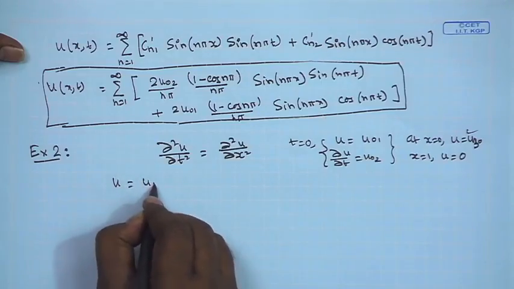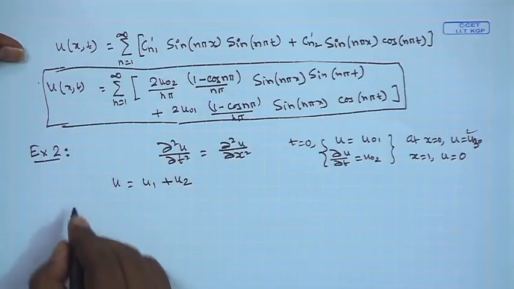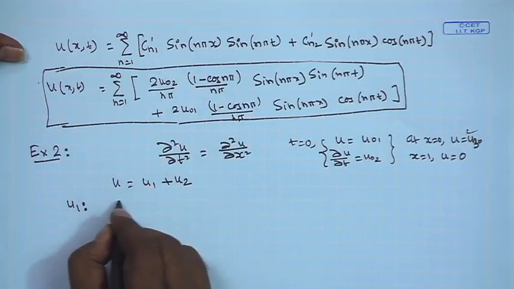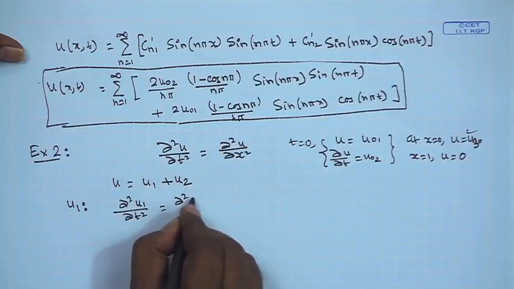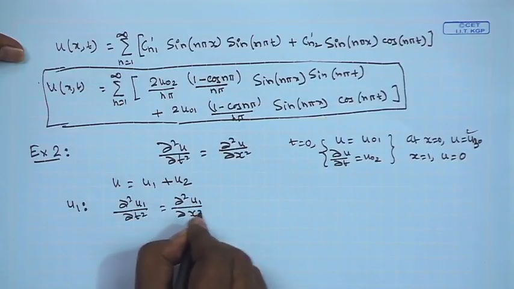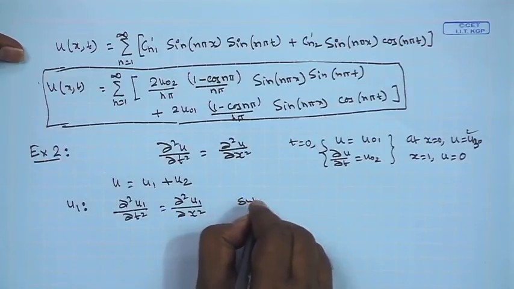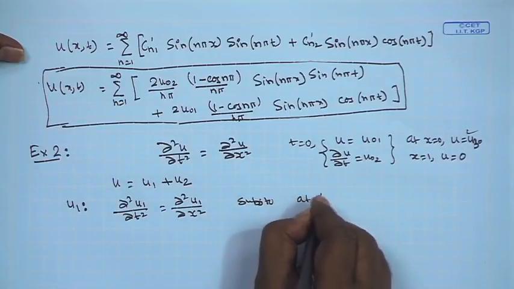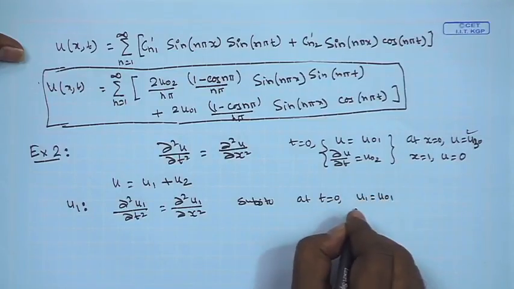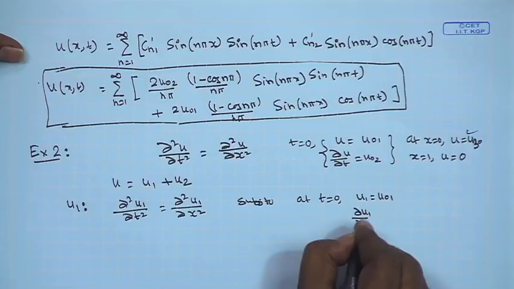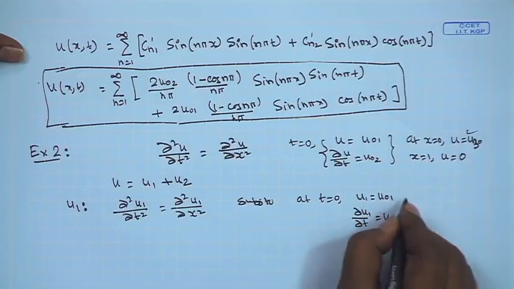So, I will be breaking down this problem into two sub problems such that u is equal to u 1 plus u 2, and the formulation of u 1 is del square u 1 del t square is equal to del square u 1 del x square, subject to, at t is equal to 0, u 1 is equal to u 0 1 and del u 1 del t is equal to u 0 2.